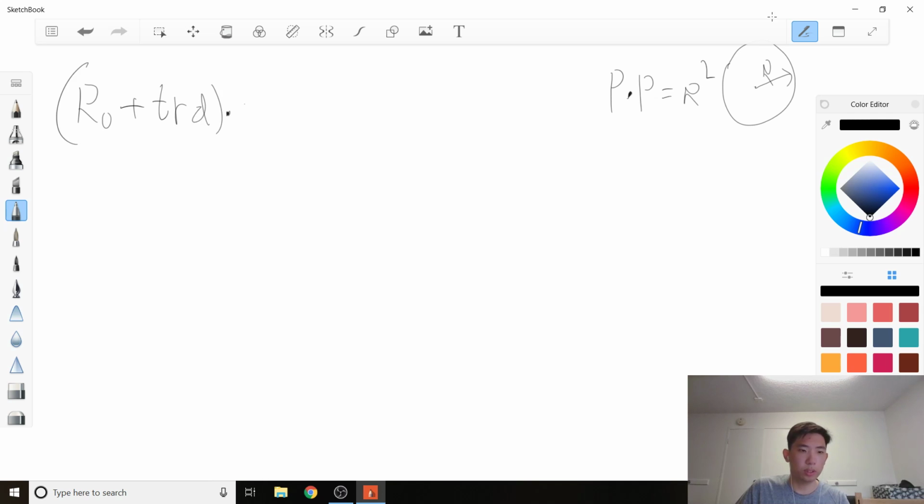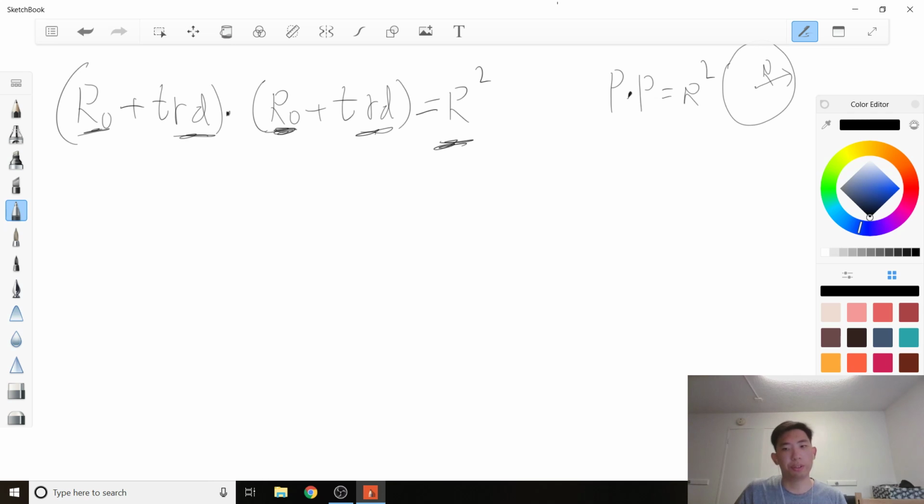We plug in the sphere's equation, equal to R squared. Now, R0 is known, RD is known, right? And R squared is also known because we need that to be defined for the sphere. We know how big the sphere is before we intersect with it. Now, again, the only unknown variable becomes T, and this equation becomes solvable.